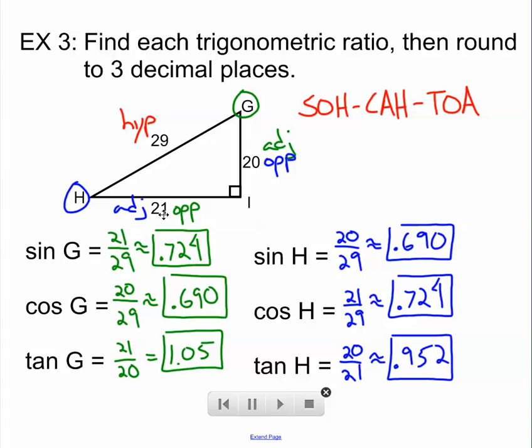Okay, and that's all we're doing for right now, is just identifying the ratios. In the next couple of lessons, we'll actually use these ratios to find missing sides, kind of like we use the Pythagorean theorem to find missing sides. So we'll talk about that more in our next lesson. But for right now, that's it.